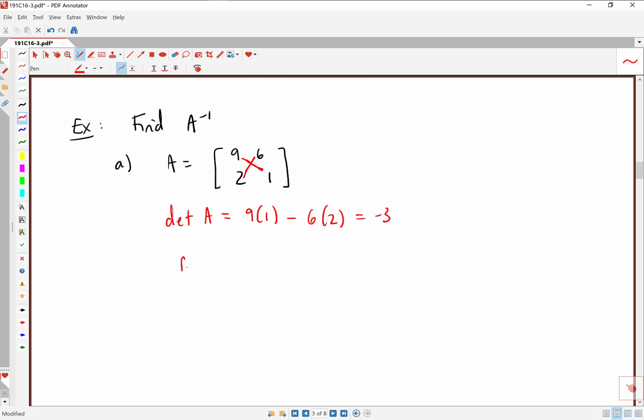All right, now that we've got that number, we can write down the formula for A inverse. So we're going to go 1 over negative 3 times a certain modified matrix. What we're going to do is swap the entries that are on the diagonal.